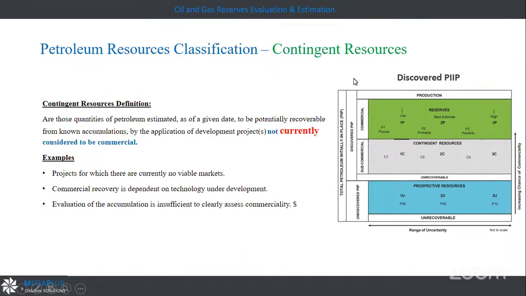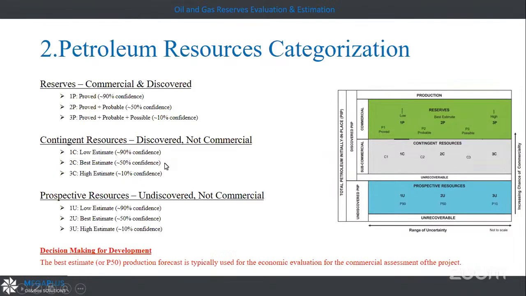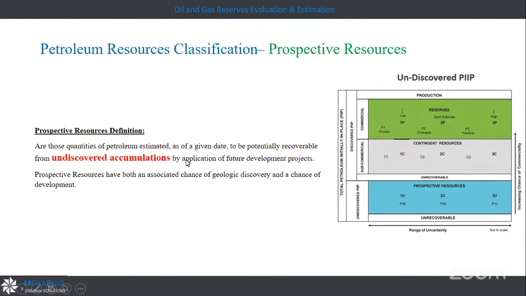For the contingent resources, it's not commercial. It's currently considered not to be commercial. Currently I cannot produce because the technology or the oil and gas price is not supporting, but in the future it can support and it could be turned to reserves. For the prospective resources, it's an undiscovered accumulation. That is about the classification.